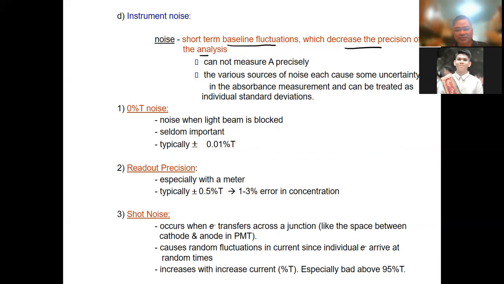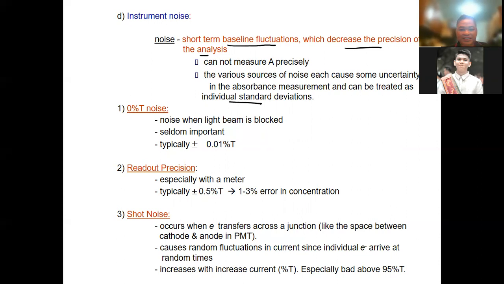Because if you don't do it, the fluctuation comes in, and especially there in the country, di ba, pag brown out. Dito nga, yung movement lang ng elevator, it can affect noise. When you're working in Raman, the noise that we have is the cosmic rays. And we don't have any choice on that. So the only thing that we can do if we have noise is maybe to get more readings. Because I told you, there are various sources of noise, each causing some uncertainty in the absorbance measurement and can be treated as an individual standard deviation.